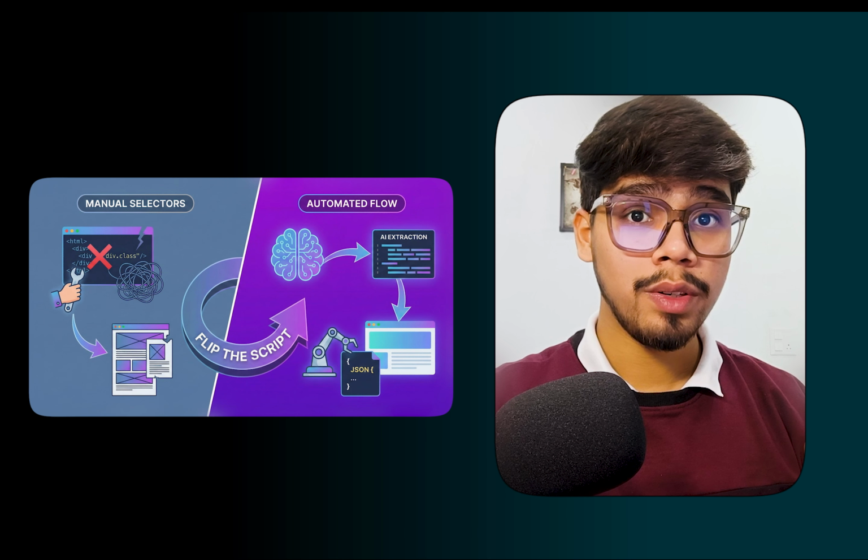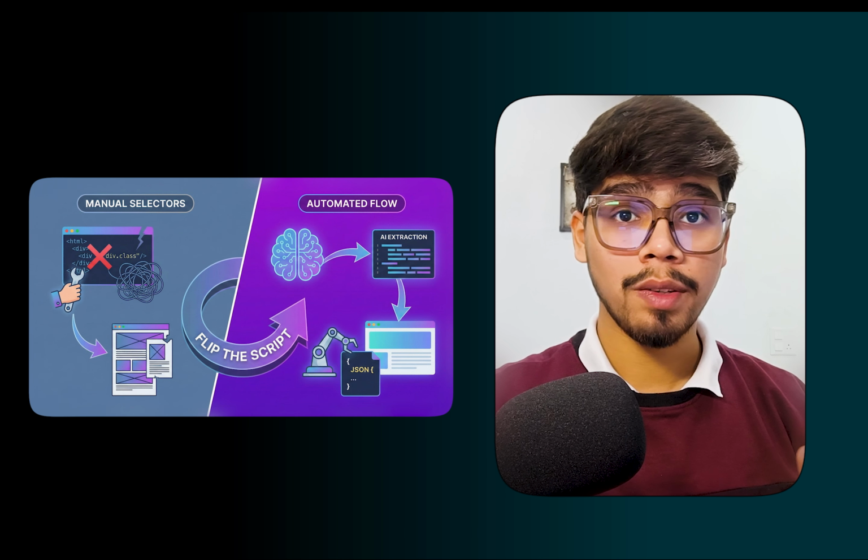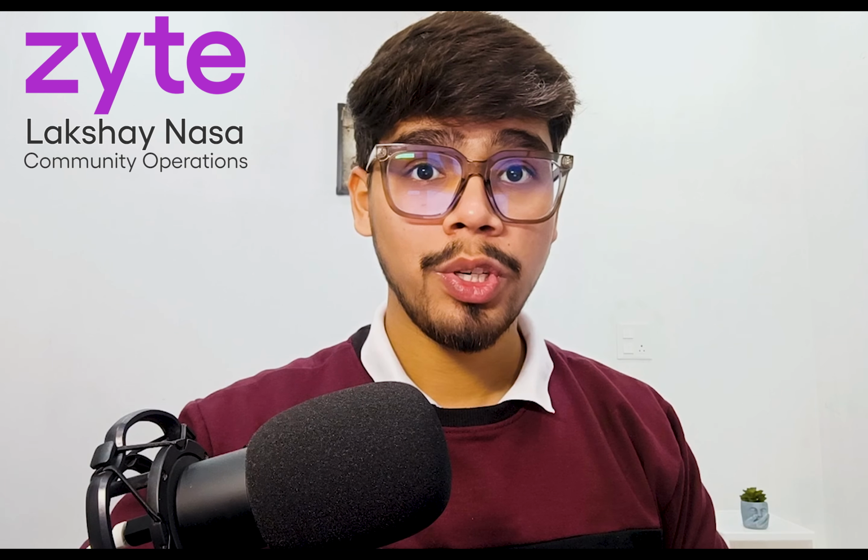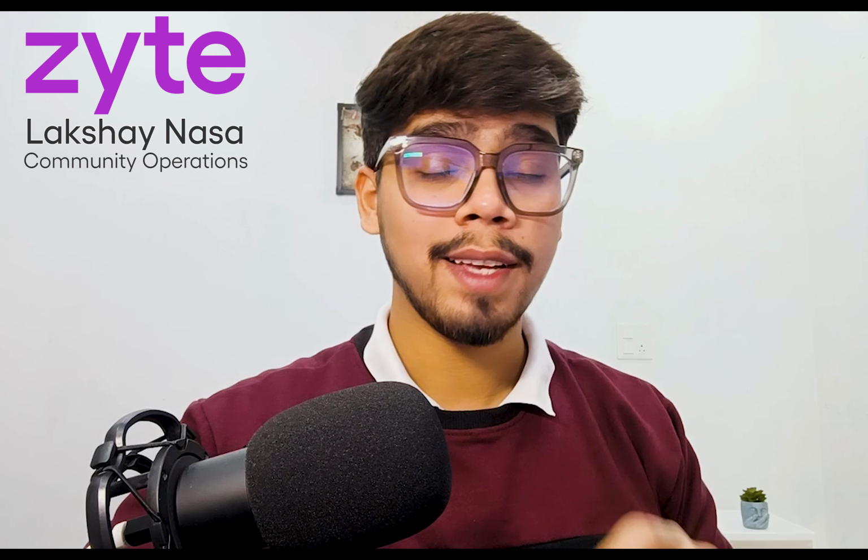But what if we could flip the script? Instead of trying to fix our selectors, what if we just got rid of them entirely? Today I am going to show you an automated AI scraper that does exactly that. Whether you are scraping an online store, a job board, or an article site, this workflow adapts to that layout automatically without you writing a single CSS selector.